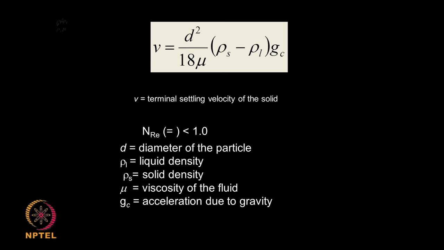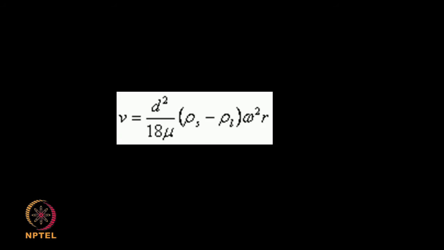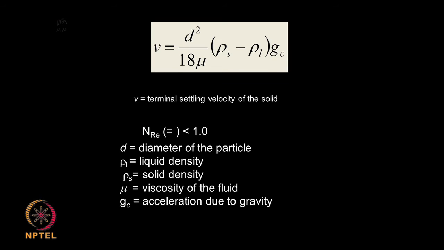So, d u rho by mu is what is the Reynolds number, and that should be generally less than 1. You need to see whether your Reynolds number is less than 1, otherwise this particular equation is not really reliable to use. Reynolds number has to be less than 1. Okay? That is very important.